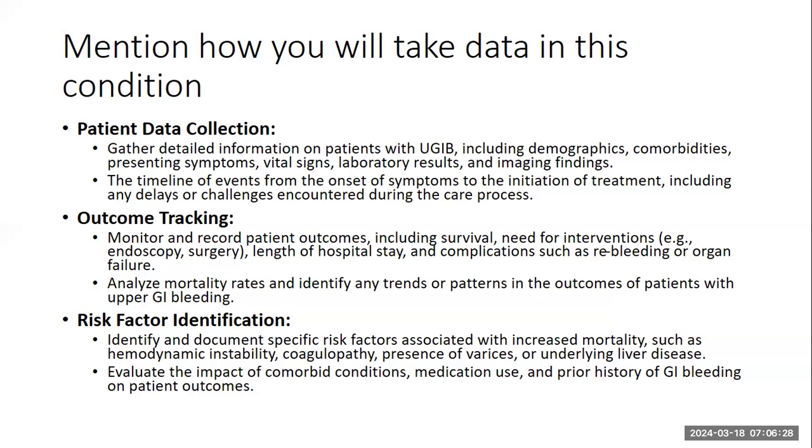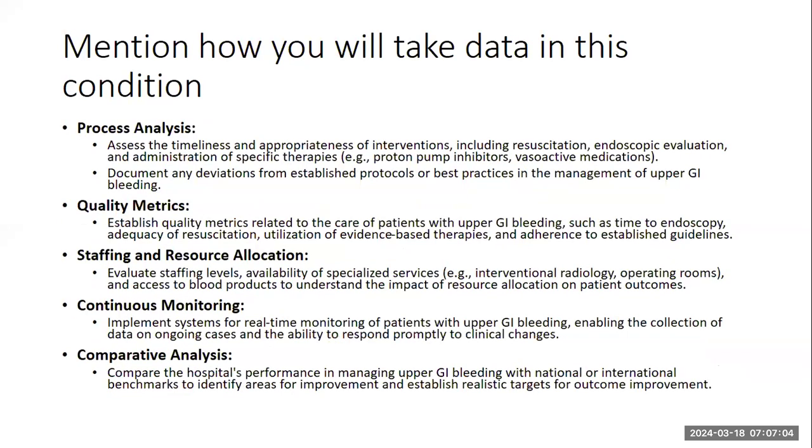I will now look at the risk factors. I would identify and document specific risk factors associated with increased mortality, such as hemodynamic instability, coagulopathy, presence of and grading of the varices, and underlying liver disease. I will evaluate the impact of comorbidity with regard to mortality, the various medication patients are using, and prior history of upper GI bleeding. I'll also take data on the process.